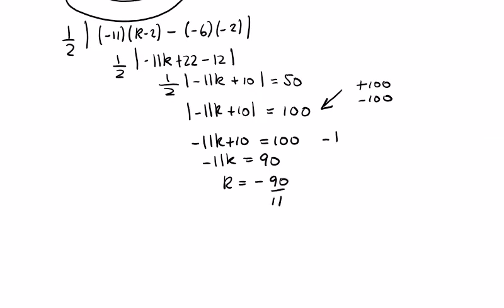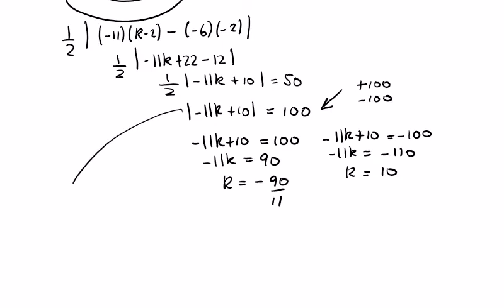And we'd also have minus 11k plus 10 is equal to minus 100. So minus 11k will be equal to minus 110. So then 2 negatives positive, and k will be equal to 10.